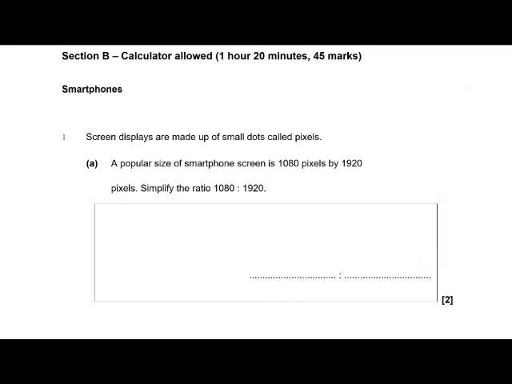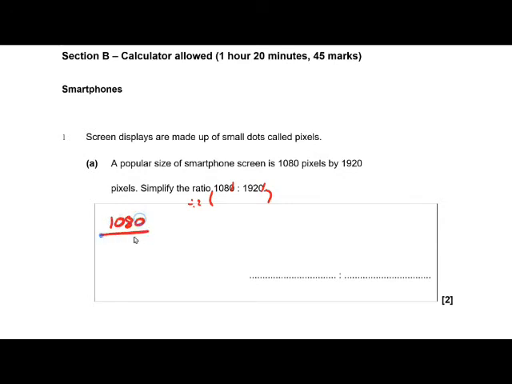Okay, question 1 is all about smartphones. Screen displays are made up of small dots called pixels. A popular size of smartphone screen is 1080 pixels by 1920 pixels. Simplify the ratio 1080 to 1920. Now there's a quick and easy way to do this. A lot of you would look at this and start simplifying it by dividing it by 10, then divide it by 2, and then look at other numbers that you can divide it. But actually, there's a lot quicker way to get the calculator to simplify it for you.